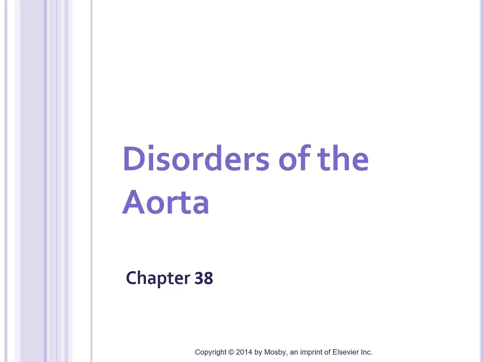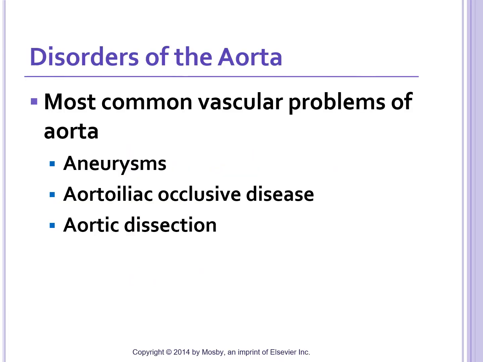All right, so now we're going to be talking about disorders of the aorta. So some fun facts about the aorta. It's the largest artery. It's about 2 centimeters in diameter, and it's about a foot long. The aorta is also broken into 4 different sections. So there's the ascending, the aortic arch, the descending thoracic, and then the abdominal aorta. So there's different areas when we talk about the aorta.